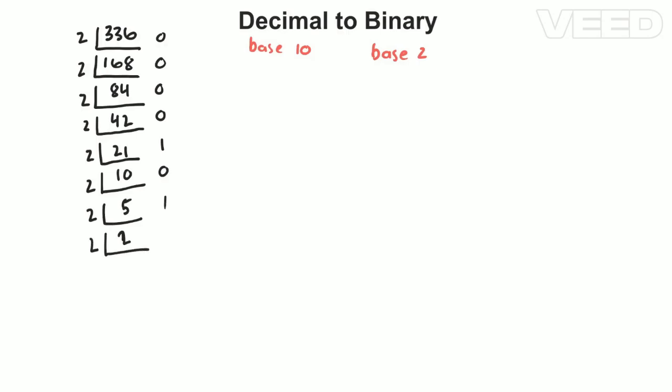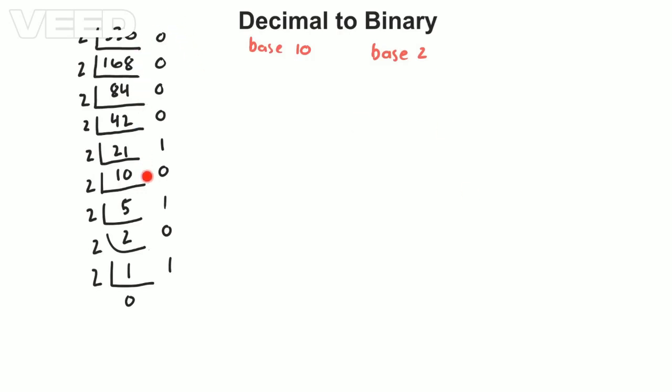And 2 divided by 2, I cannot write. I'll just fix this whole thing. Two divided by 2 will give me 1 with a remainder of 0. And 1 divided by 2 is 0, so I have a remainder of 1. And like I said earlier, what I'm really interested in is the remainder column over here.